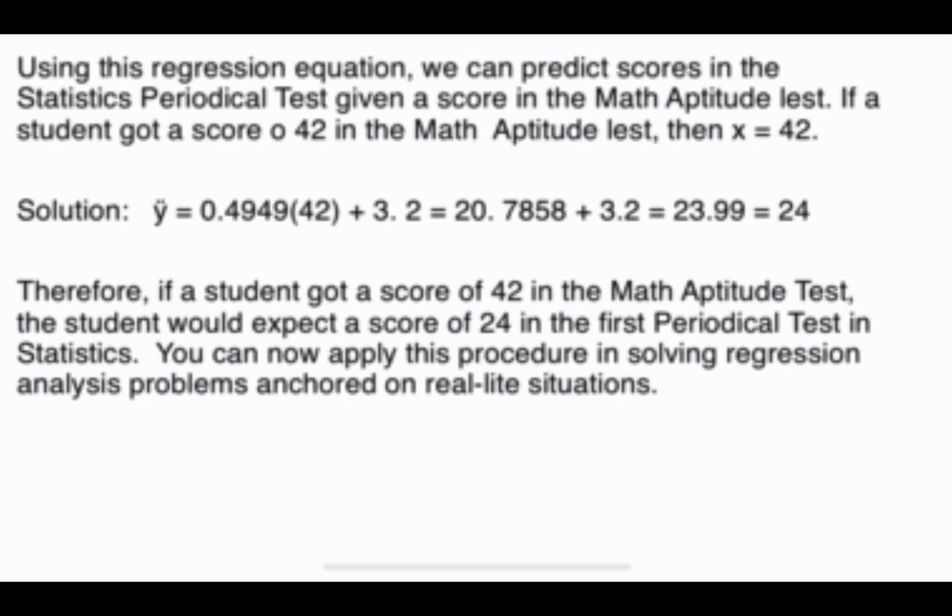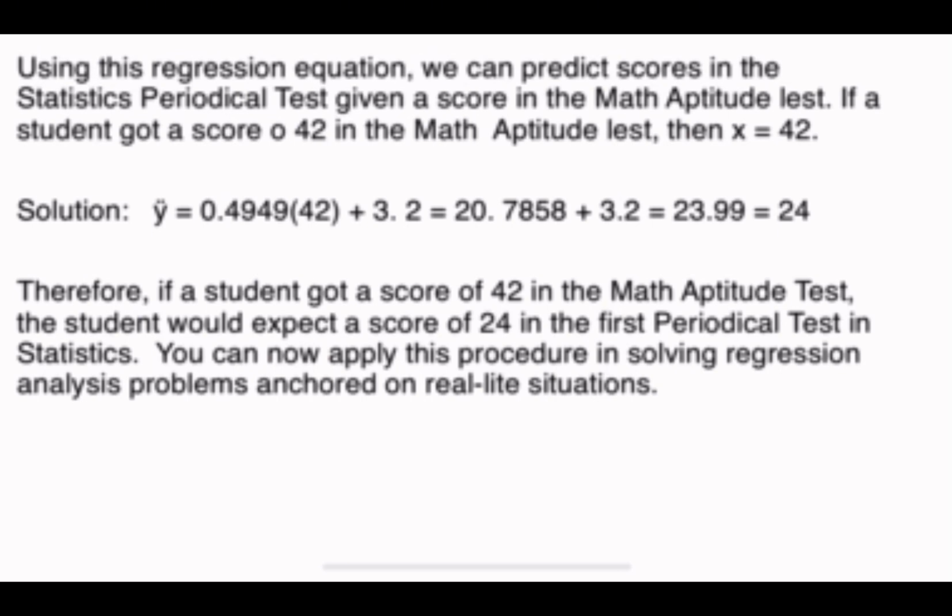Using the regression equation, we can predict scores in the statistics periodical test given the score in the math aptitude test. If a student gets a score of 42 in the math aptitude test, then x equals 42. The solution is y equals 0.4949 times 42 plus 3.2 equals 20.7858 plus 3.2 equals 23.99, which is converted to 24. That is the answer.